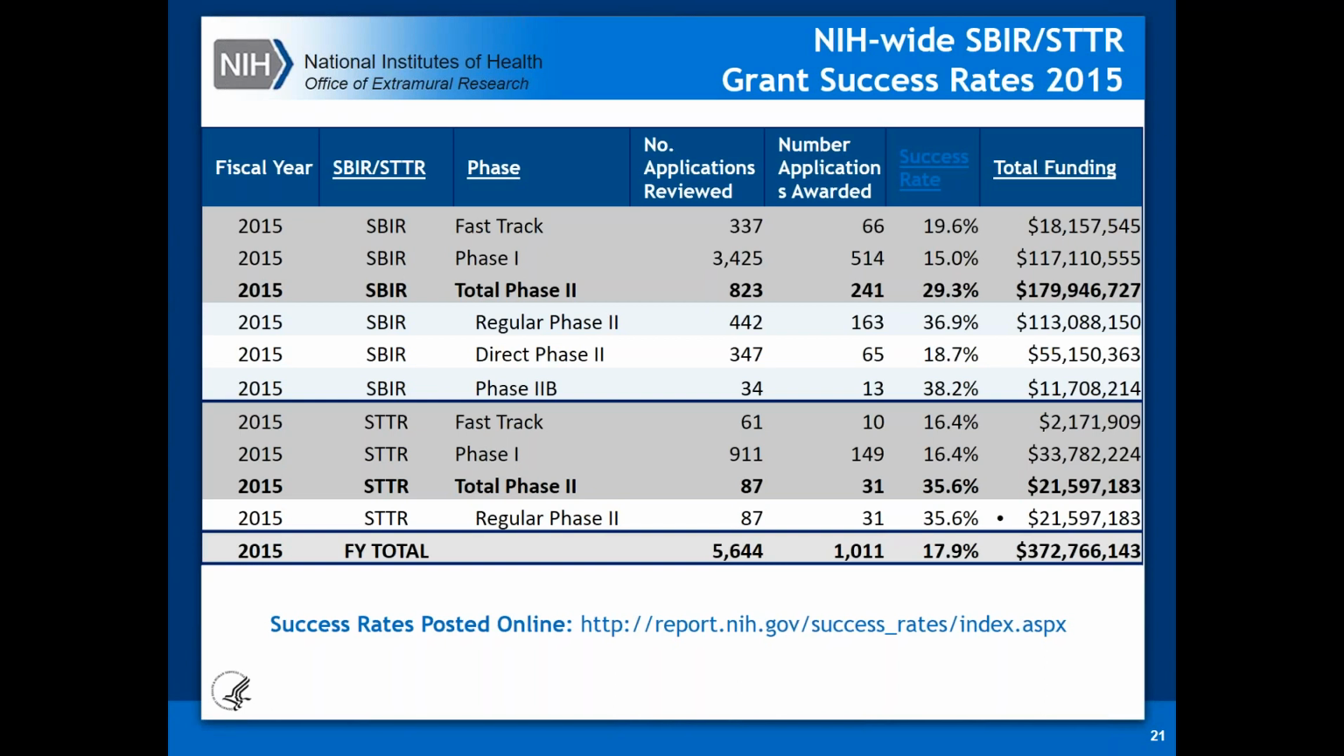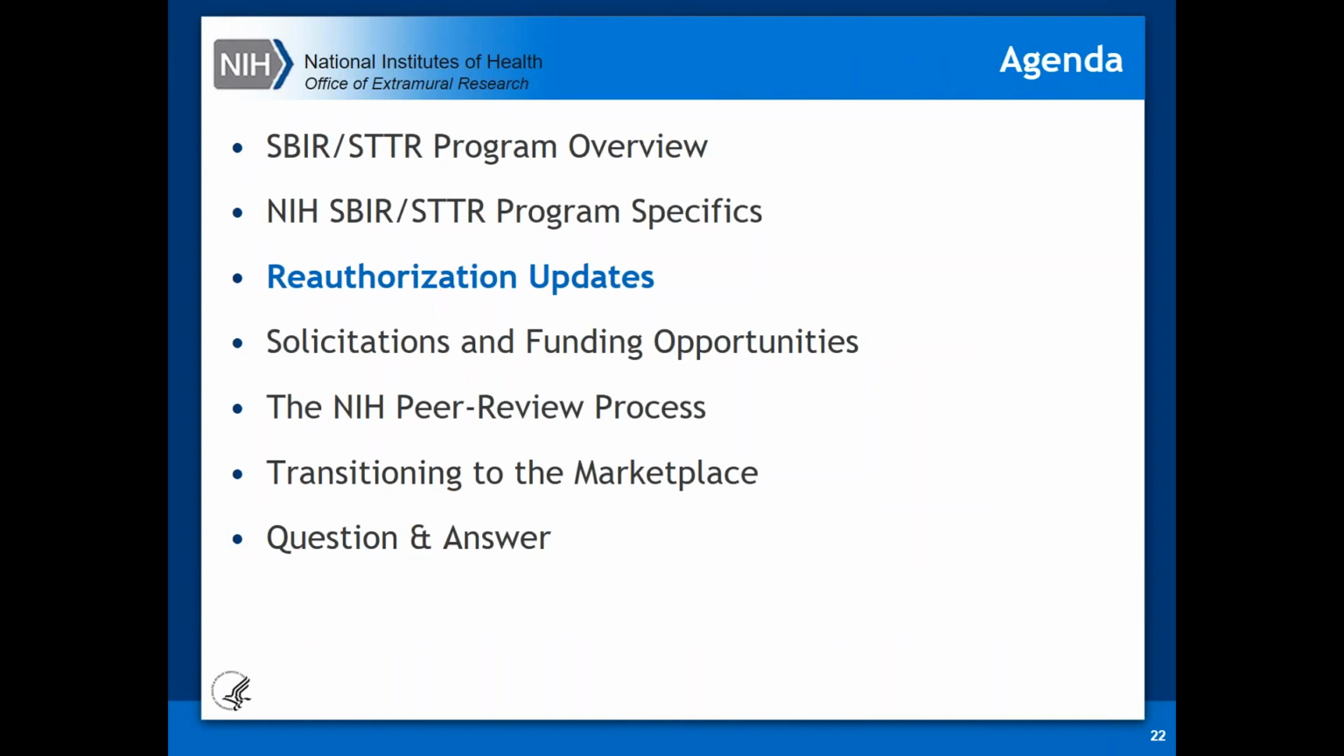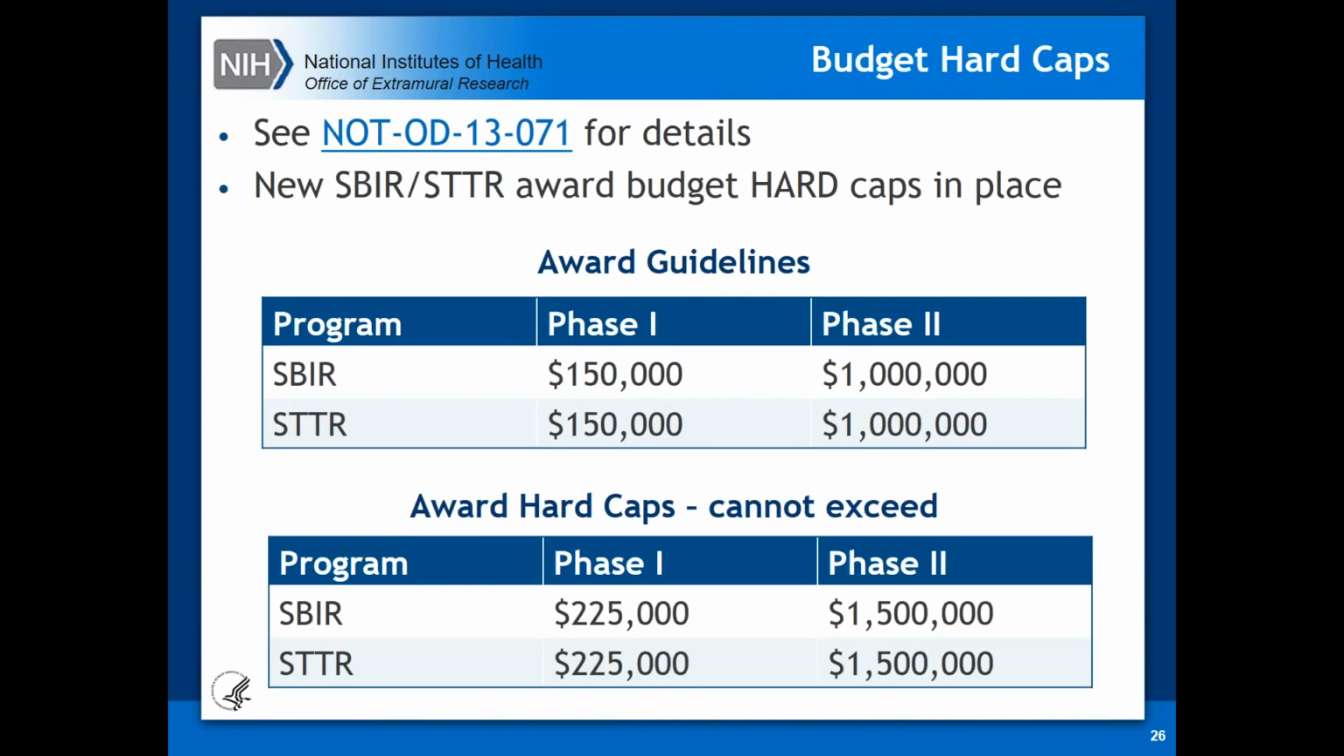Okay, so why don't we go to the next slide, and we'll talk about reauthorization updates, so you're aware of what's going on here. If you want, you can look at our guide notice about the budget updates. But basically what happened under the reauthorization was that we have new levels, and hard caps are in place. Under an SBIR, phase 1, you can apply for $150,000, and under the STTR, $150K as well. Under phase 2, you can apply for $1 million, and under the STTR, you could also apply for $1 million.